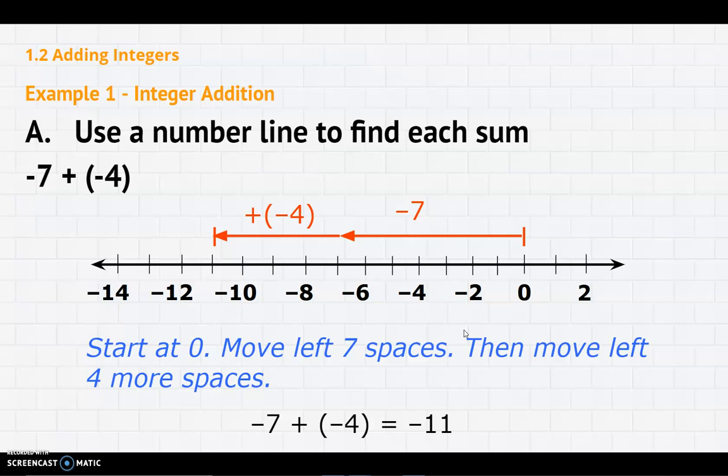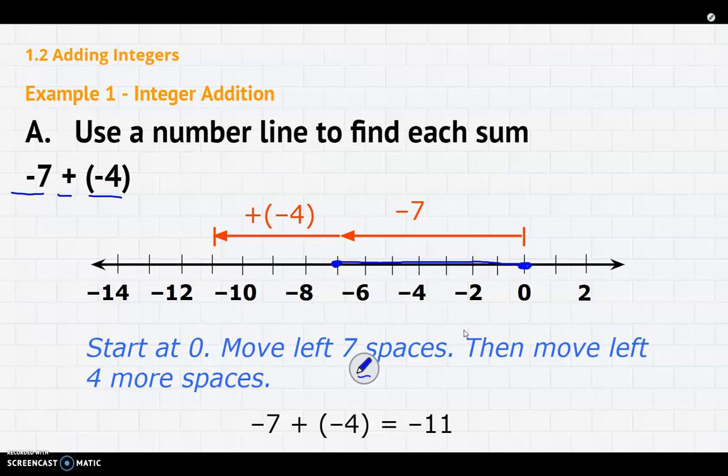-7 plus -4. Okay, when you use a number line to find sums, you are going to start at 0. Okay, start at 0 on a number line. Well, our first number is -7. So from 0, I'm going to go all the way down to -7 right here. But then I am adding a -4.